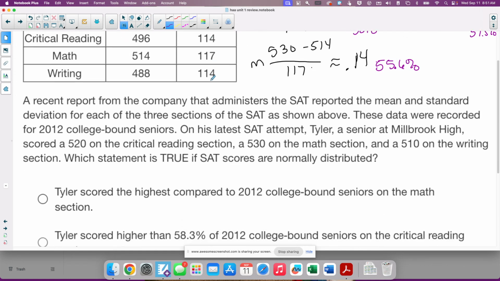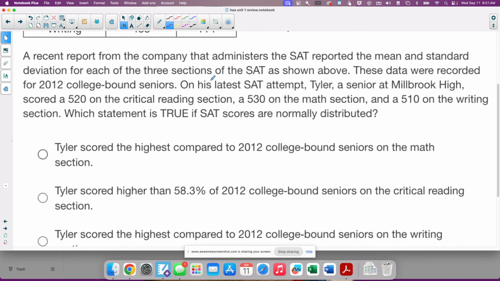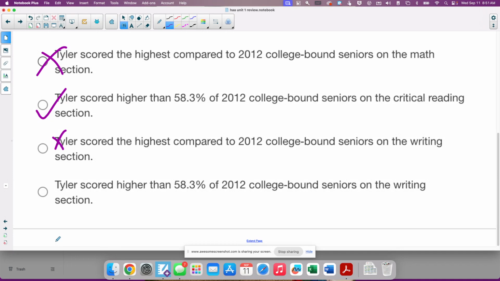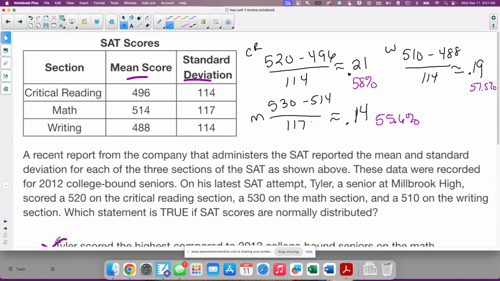So if I go through them, okay, Tyler scored the highest on his math. We already said that was a no. He scored the highest on the reading one, I think. Tyler scored higher than 58.3 on the critical reading. That's an actual true statement. So they're looking for the one piece that's true, and in this case, that's what it was. The other two, he didn't score the highest on his writing, we said that already. And he did not score 58.3 on the writing. Again, if you go back, on the writing he did 57.5.